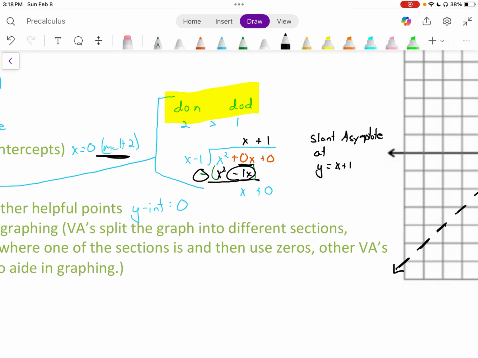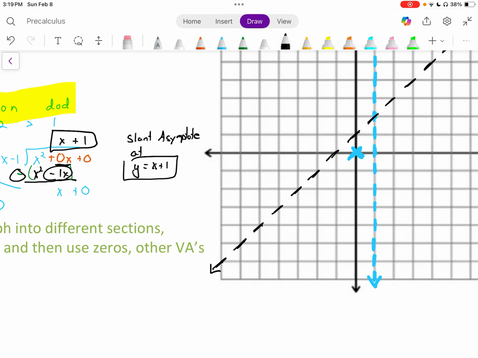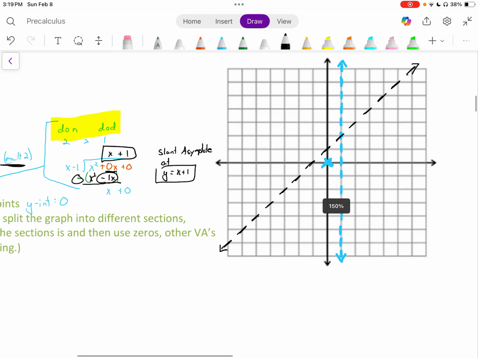And then we think, what times x gives me x? And the answer to that is 1. And so we have x plus 1, and that's all we need to get our slant asymptote. So our slant asymptote is y equals x plus 1. So we want to go through 1 on the y-axis and then a slope of 1. And we have that slant asymptote drawn in there.